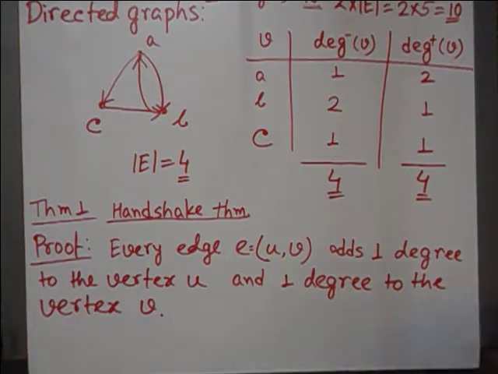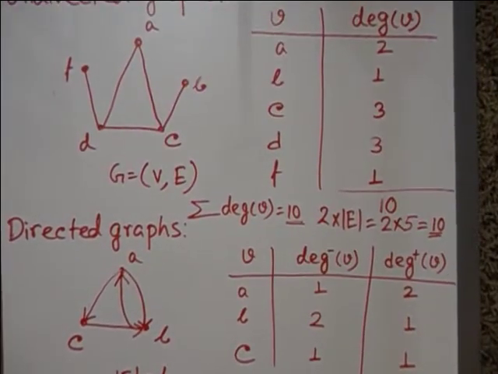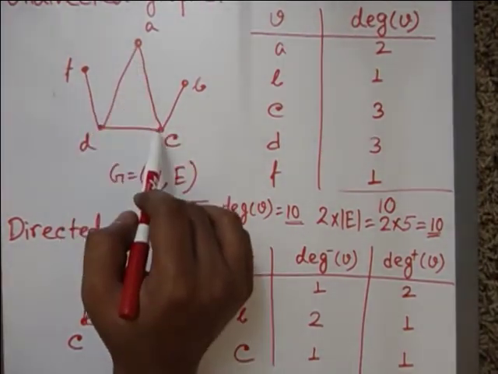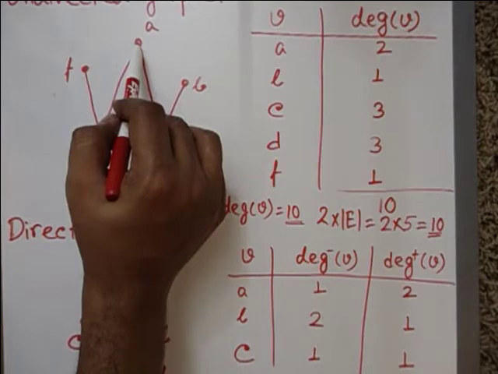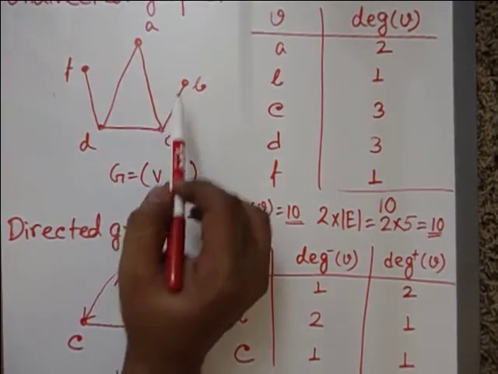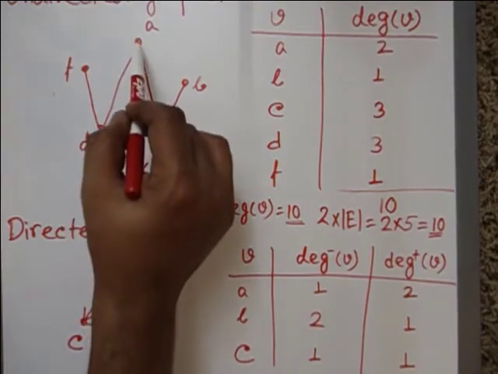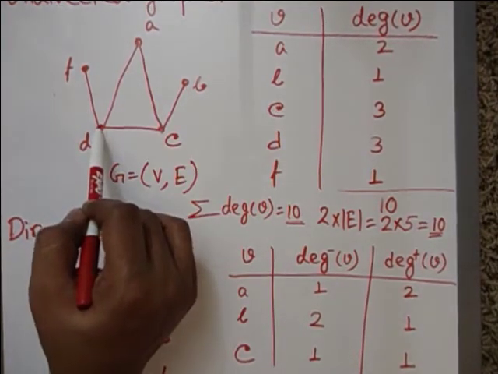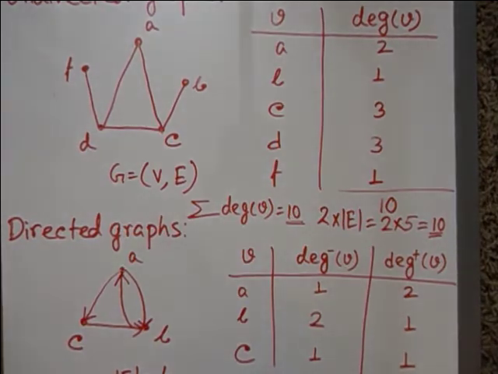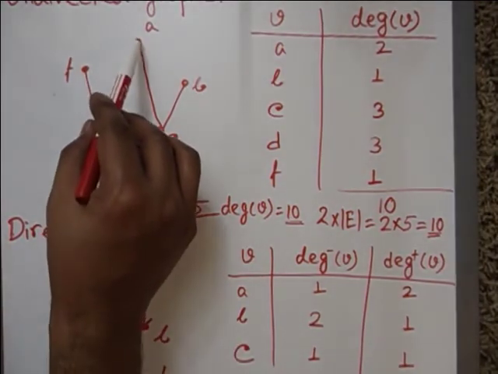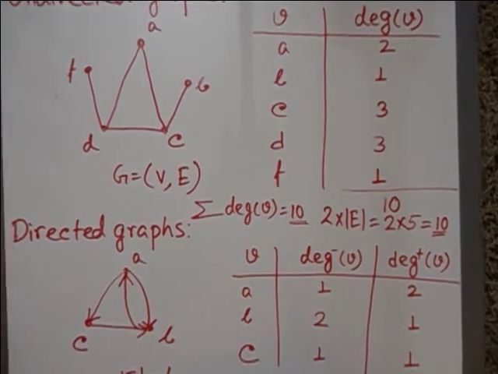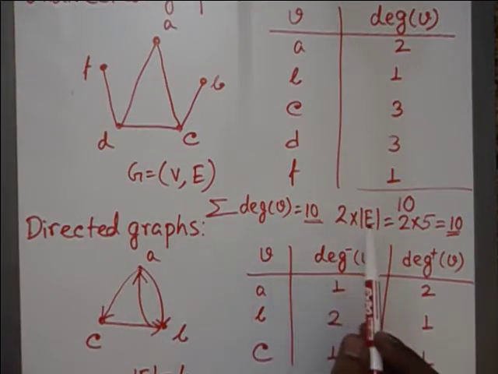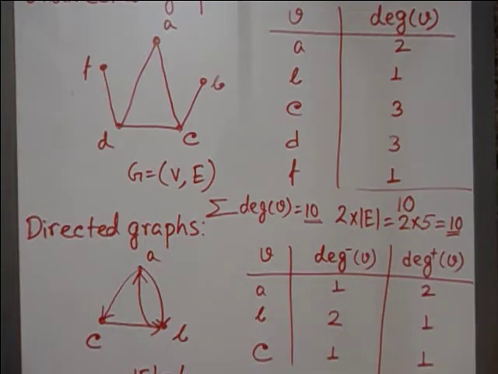For example, let's say this edge AC. So this edge, it adds 1 degree to A and 1 degree to C. Similarly, this edge AD, it adds 1 degree to A, 1 degree to D. So every edge adds 2 degrees in total, one in one endpoint, another one in the other endpoint, because every edge has 2 endpoints, and that's why the sum of all degrees is 2 times the number of edges.